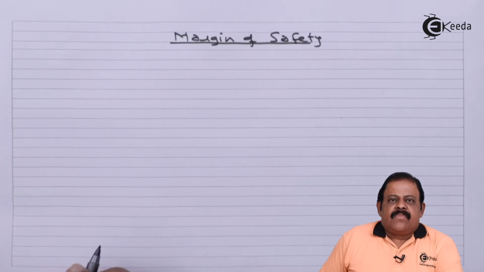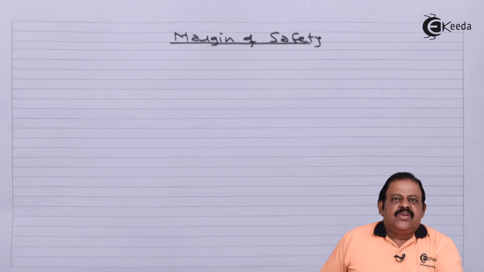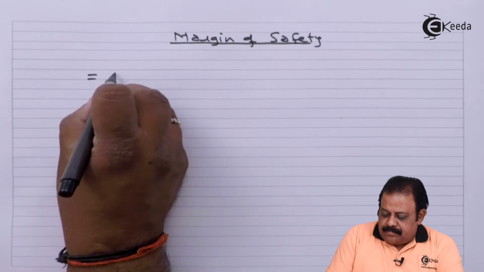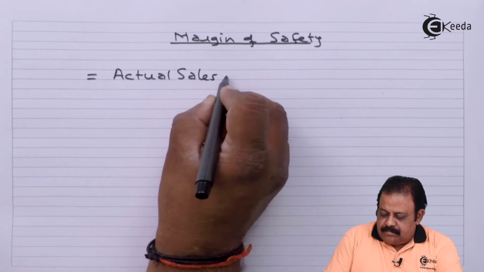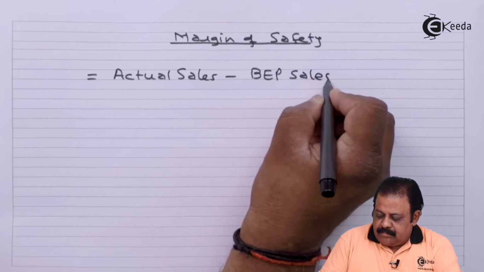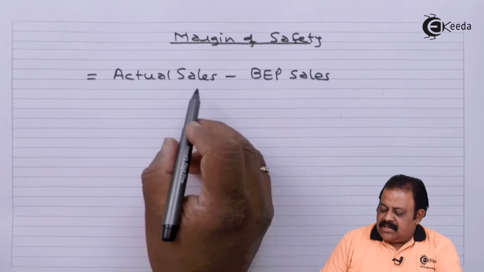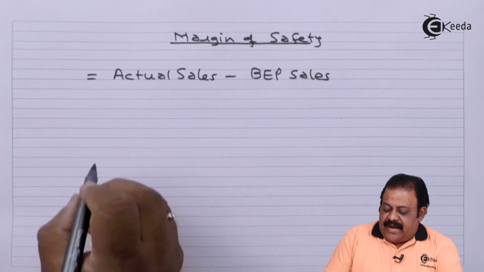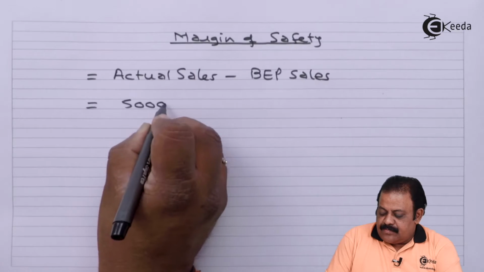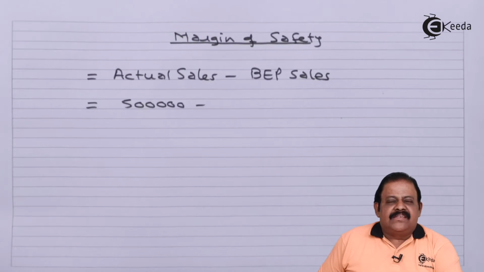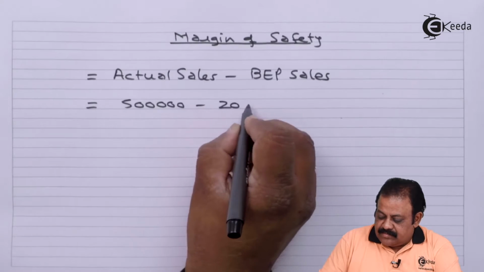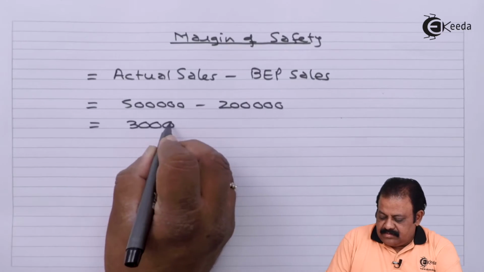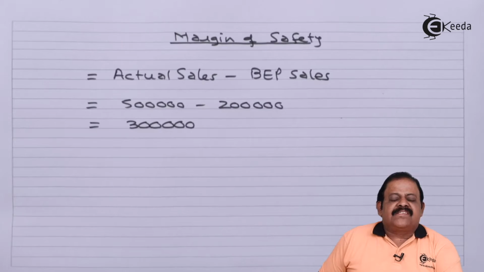Margin of safety. This is the margin line or this is the border line which helps manufacturer to plan his sales properly to avoid the amount of loss. Formula of margin of safety is actual sales minus break even point sales. If your actual sales are 5 lakhs and your break even point sales, say suppose 2 lakhs, then margin of safety is rupees 3 lakhs.